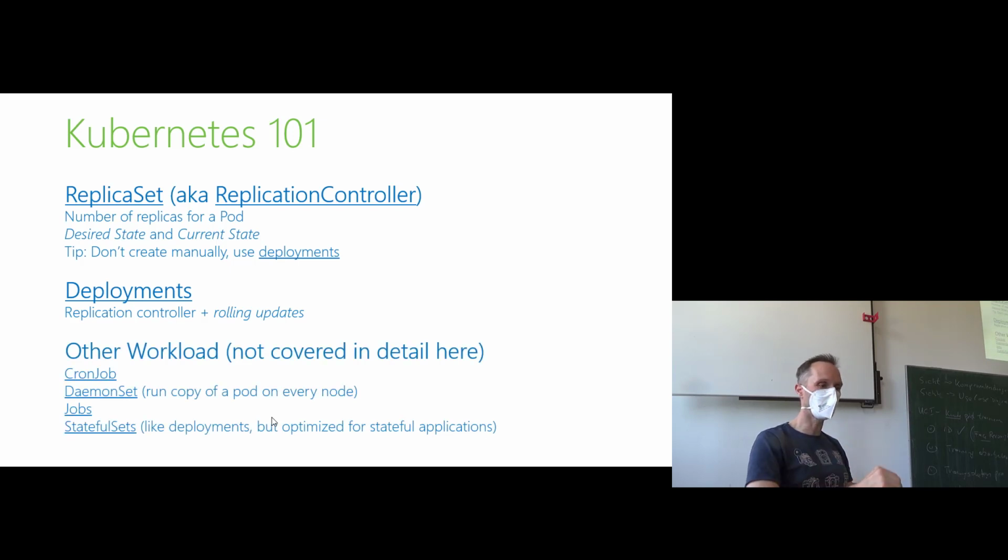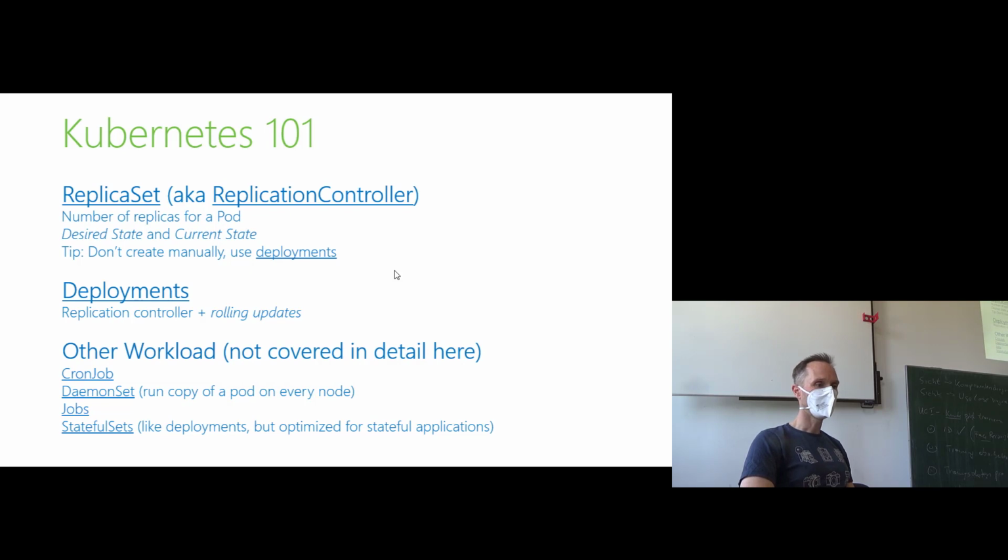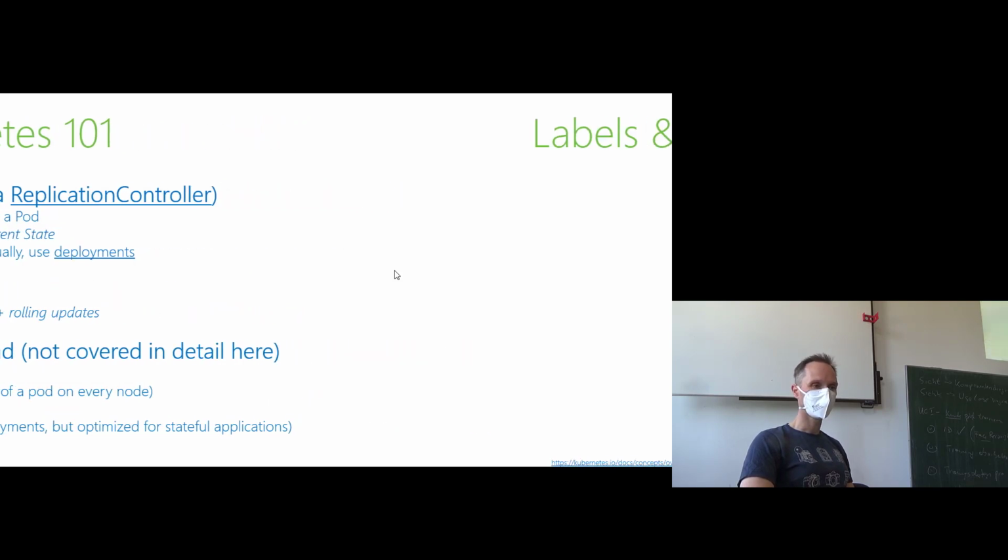And there are many other workloads which we will not take a look at. Just to quickly mention them, for instance, a cron job is important. That means that you have a certain job that should run on a schedule every 5 minutes, every day at 2 o'clock in the morning. You can define that as a cron job, for instance. Okay, nice.